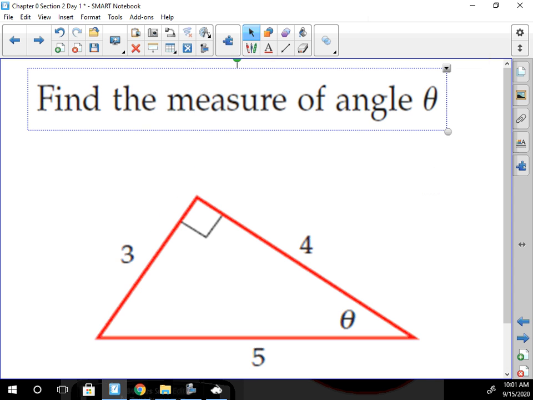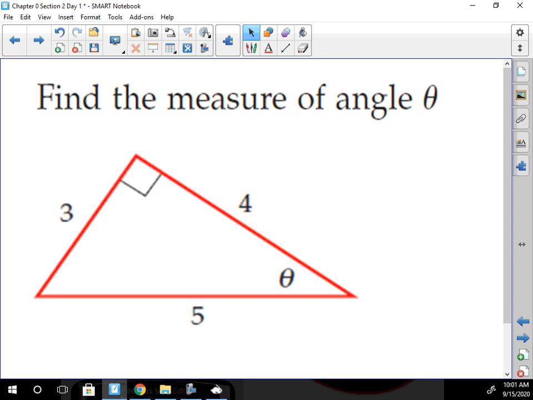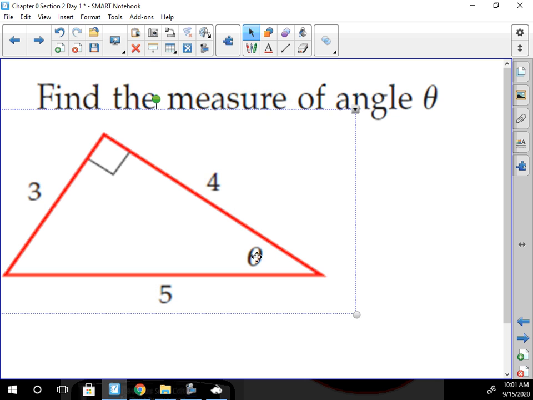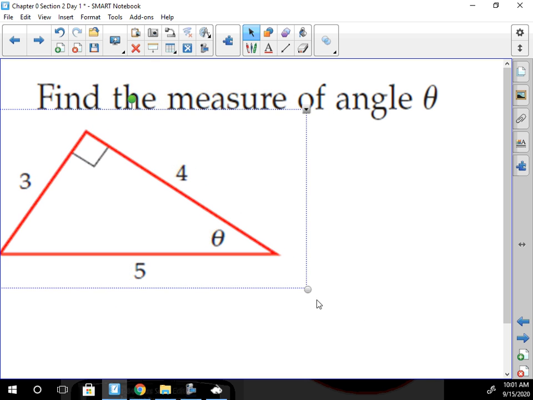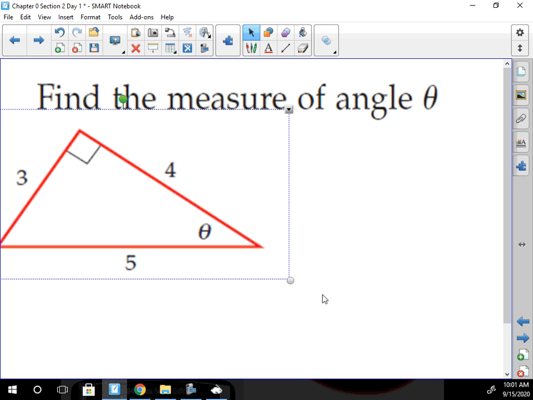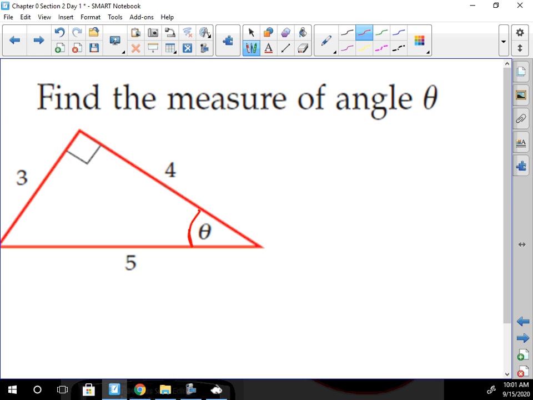That takes us to our next type of question. How do I find the measure of an angle? So I just figured out how to find the measure of a side. How do I find the measure of an angle? Well, this is my angle. I have all three sides given to me, which means I have all the sides necessary to find any of the trig ratios.